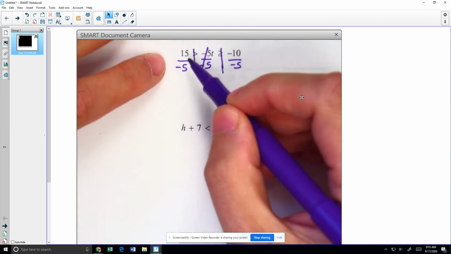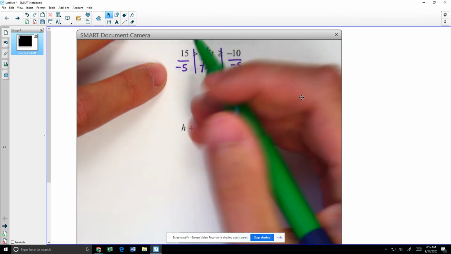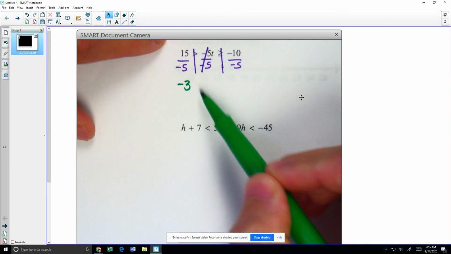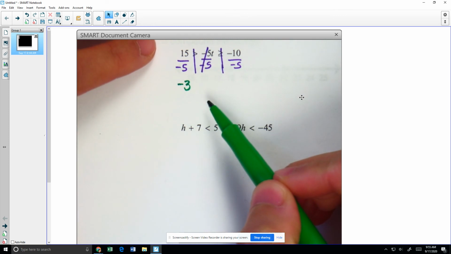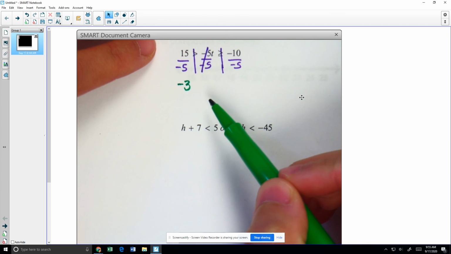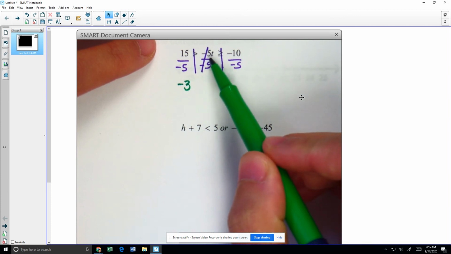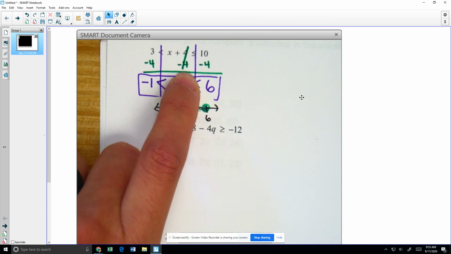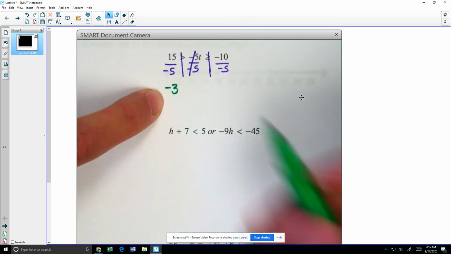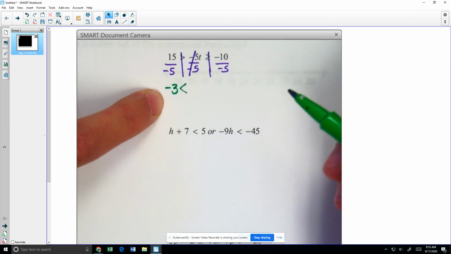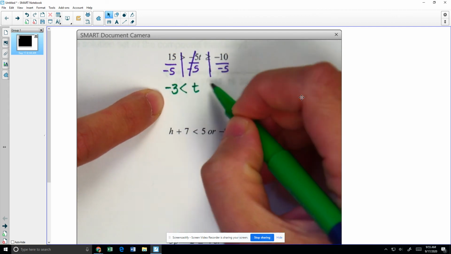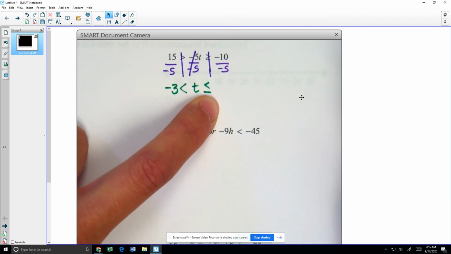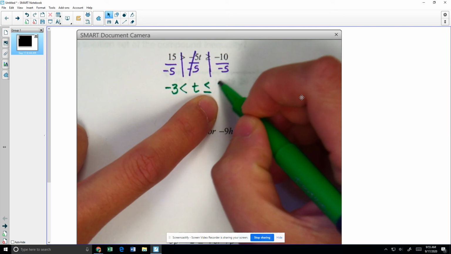So 15 divided by -5 is -3. What do you think I need to do with my symbol? Flip it. Do you see how this time I'm flipping my symbol because I'm dividing by a negative? Before, I didn't flip my symbol because I didn't multiply or divide by a negative. Same rule applies: if you're multiplying or dividing by a negative, you have to flip your symbol. Then I have the t. Honestly, if you write x, it really doesn't matter. Then I have my flipped symbol, and +2.